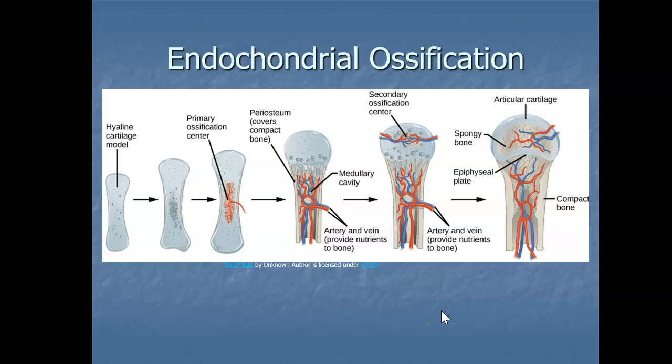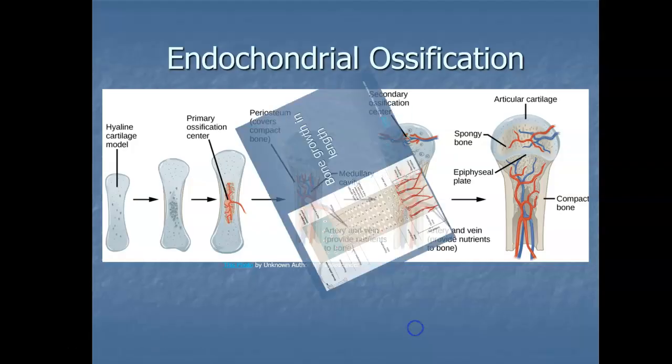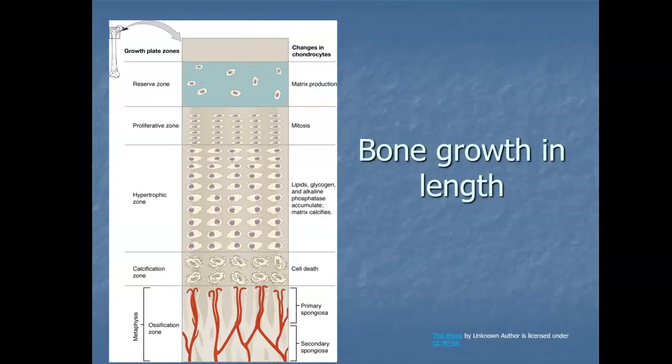So that is endochondral ossification. Intramembranous ossification is formed by a sheet of mesenchymal cells. Endochondral ossification is the formation of cartilage that will eventually be replaced by bone. So how do bones grow in length? That's the last thing that we need to talk about.